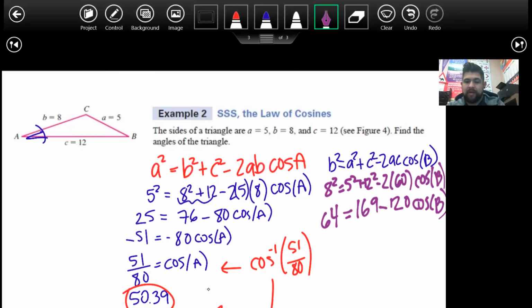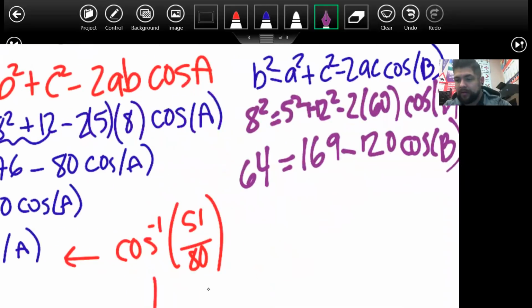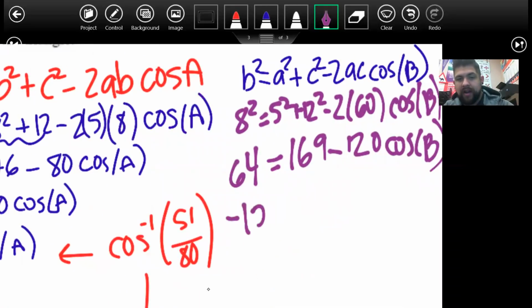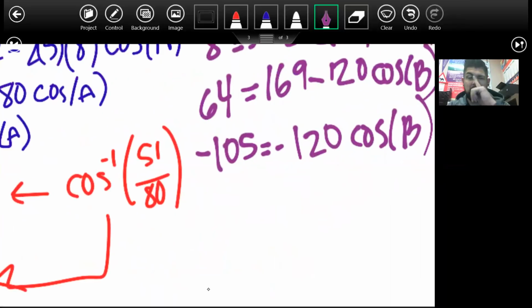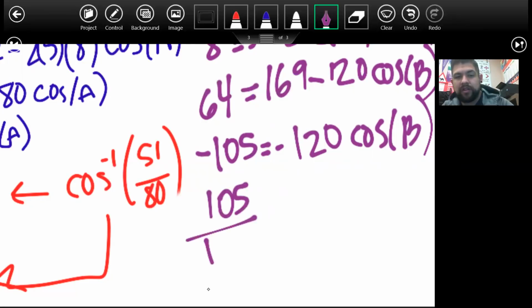And 64 minus 169 is negative 105, equals negative 120 cosine B. We're going to divide the two, so I'm going to get the ratio, negative 105. Sorry, when we divide these out, we're going to get a positive value. So when we divide 105 into 120, it's going to give us a positive.